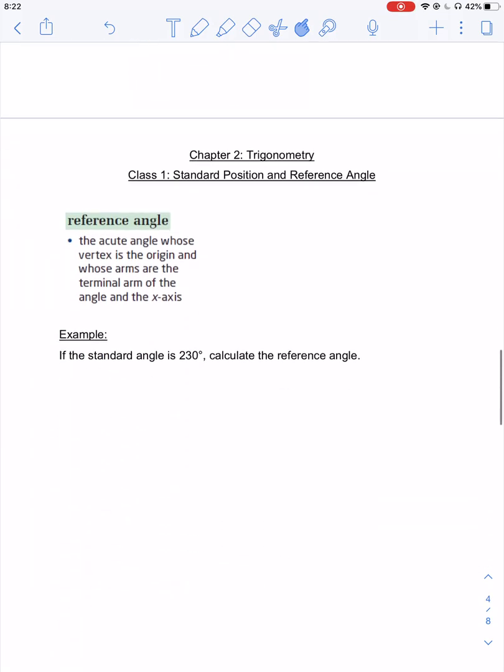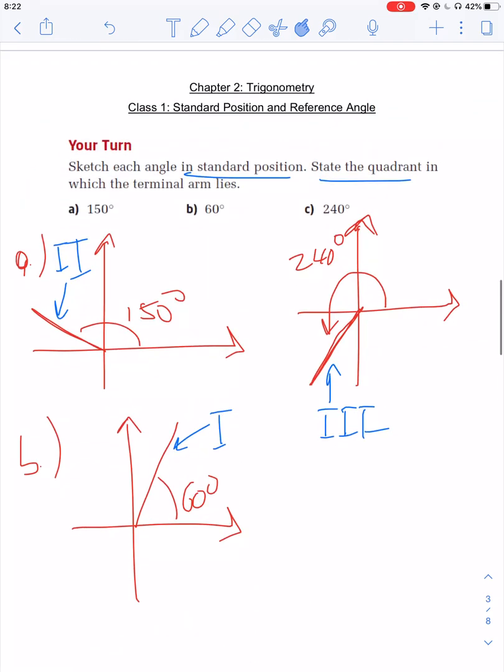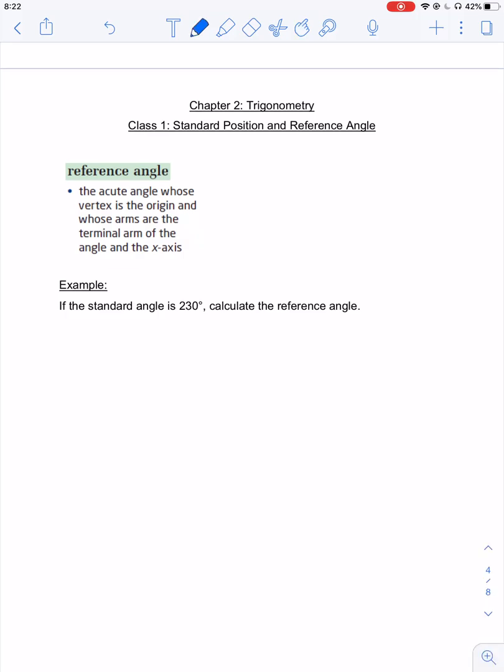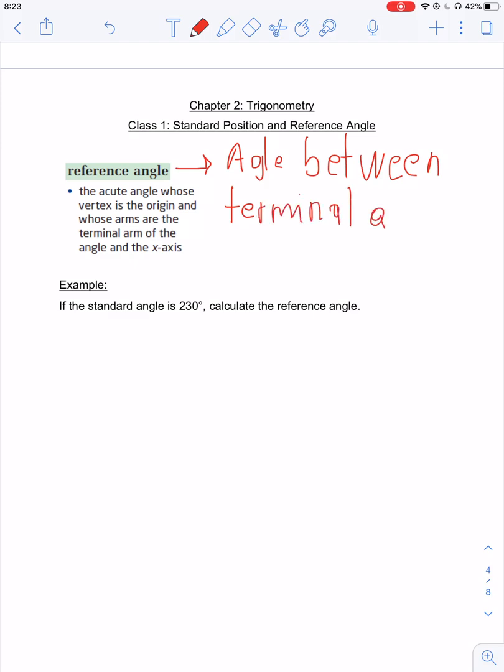Now, reference angle. Okay, so as you can see, these standard angles can always have a reference angle. So what does reference angle mean? This is the fancy definition given to you in the textbook. But what it basically means is it's the angle between the terminal arm and the x-axis.